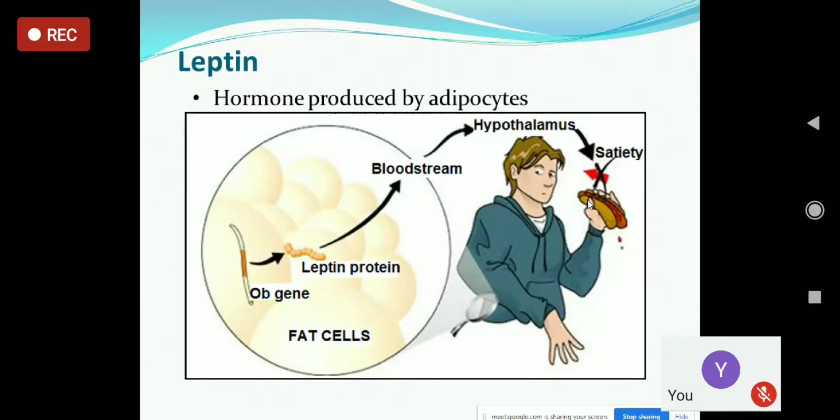If you have a lot of adipose tissue, a lot of leptin is being released, which informs the hypothalamus, due to which there is induction of satiety, and the person does not consume food.